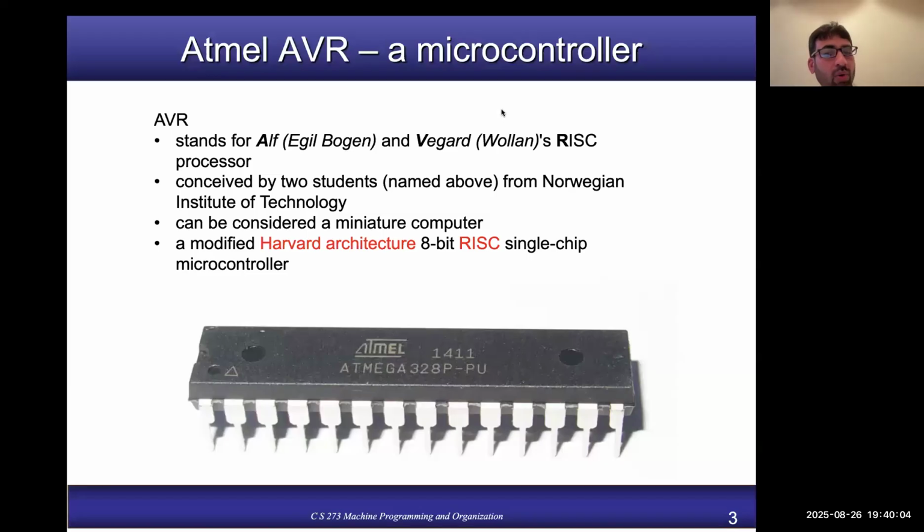Anyway, we will talk about RISC, reduced instruction set computer, and CISC, complex instruction set computer, in an upcoming lecture. But for now, just an introduction. It is enough for you to know that the AVR microcontroller, which we are going to study, is a Harvard architecture. It is an 8-bit microcontroller, and it is a RISC microcontroller.